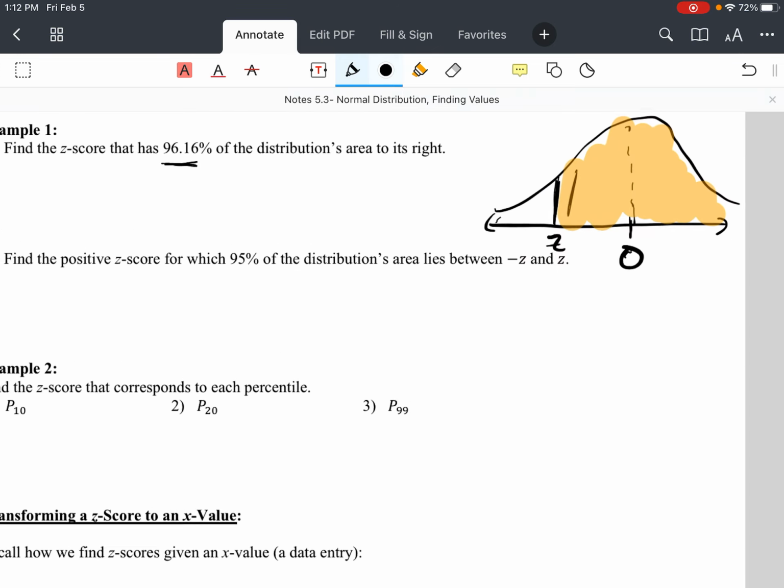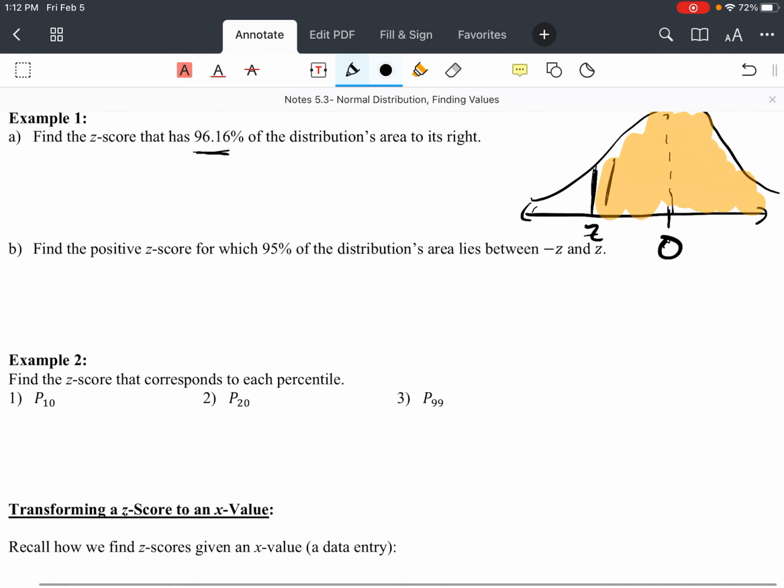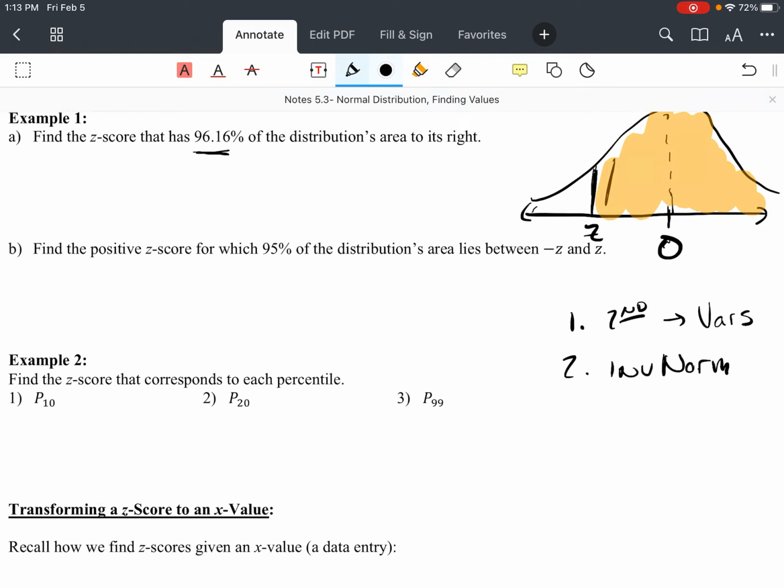Okay, so the way we're going to do this is I'm going to give you guys a couple of steps. To calculate the z-score given an area, you're going to go to second, so this is in your calculator, second vars, 2. Instead of doing the normal CDF, you're actually going backwards. So if you're going backwards, you're going to go to inverse norm. And this is how you're going to fill it out.